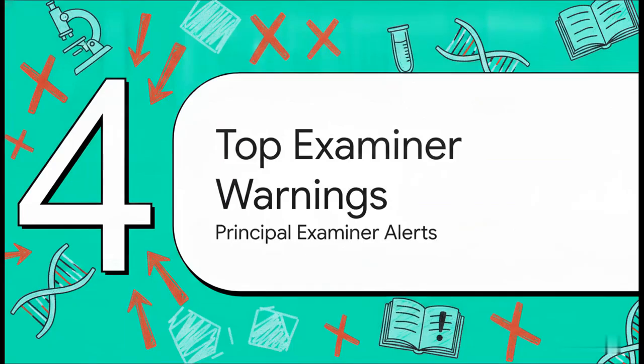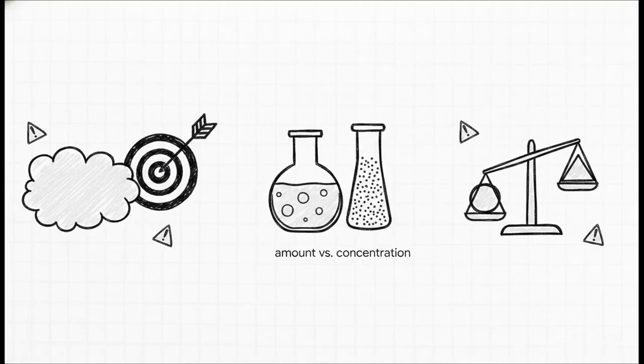Let's wrap up with our top examiner warnings. Red pen alerts, straight from the principal examiner reports. To make sure this all really sticks, you've got to avoid these 3 fatal traps that examiners are constantly highlighting in their reports. Number 1, generic, vague answers. You absolutely must tailor your response to the very specific scenario given in the question. Number 2, terminology and units. Double-check your scientific units every single time you write them down. A massive, massive trap is confusing the amount of a substance with its concentration. They are totally different things.